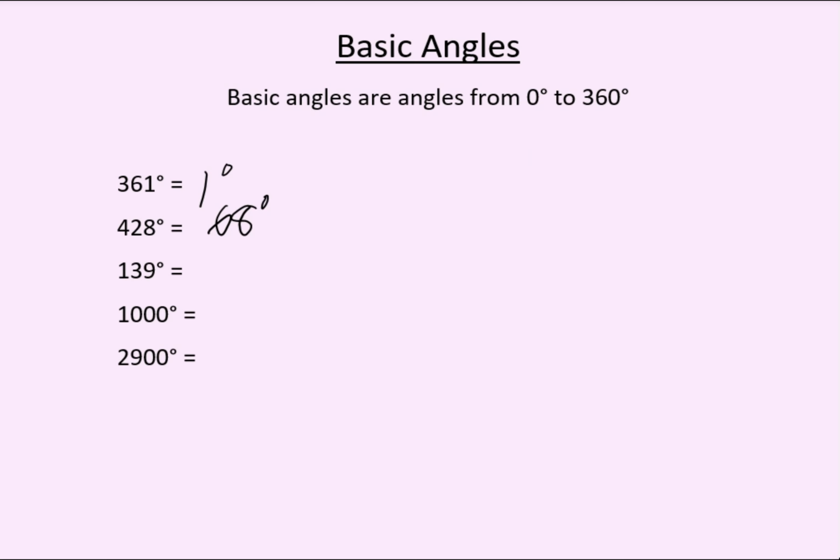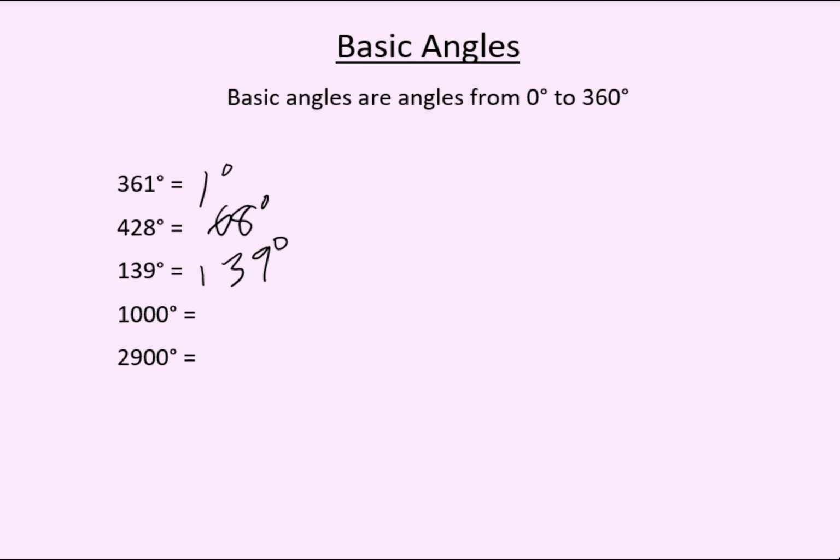To calculate the basic angle of 139 degrees, if you look at it, 139 degrees is between 0 degrees and 360 degrees. It is no more than 360 degrees. That means it's already a basic angle. There's no need to calculate it. 139 degrees is a basic angle, so it's still 139 degrees.